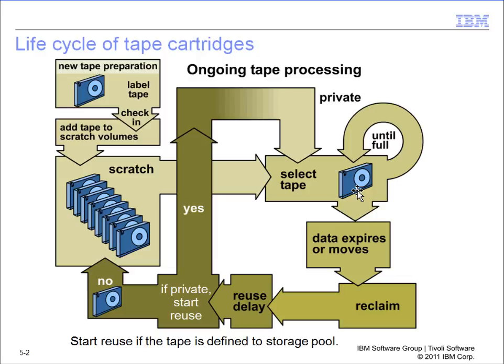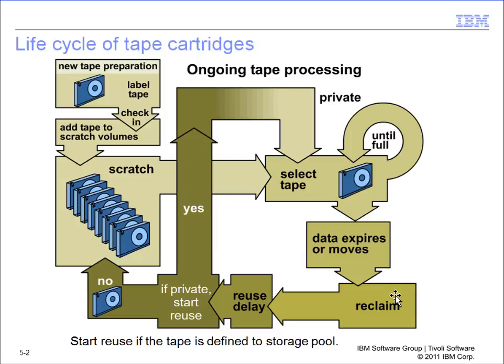If you're using co-location by node, and this has data for client node A, it will be called whenever client node A is backed up. If you're not using co-location, it could be called into action for any client node backup. Once the data has been written to the tape, and data expires on the tape or is moved off the tape, it goes into tape reclamation.